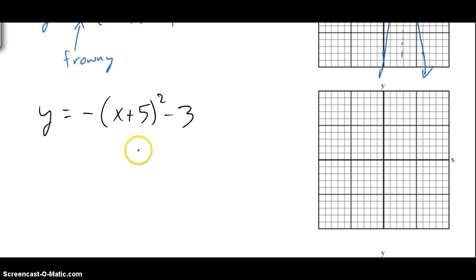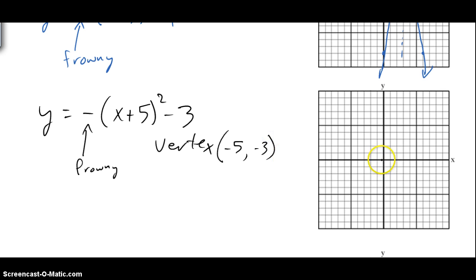Okay, you should be back. Remember, this means it's, of course, frowny, and the vertex is the opposite of the squared part. So the vertex is negative 5, and then this part, negative 3. So we go negative 5, negative 3, just right there. Okay? And your graph should look like that. Okay? So let's move on to talking about roots.